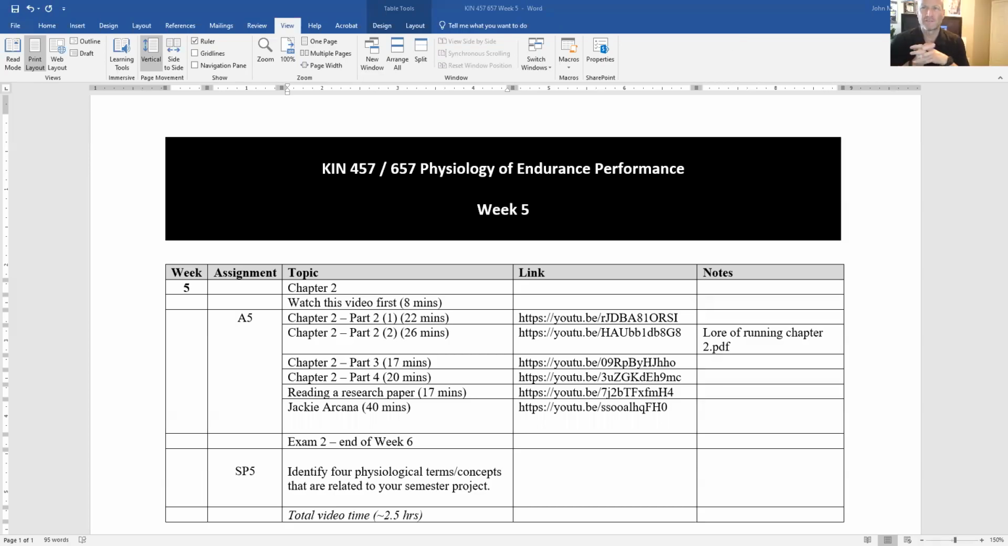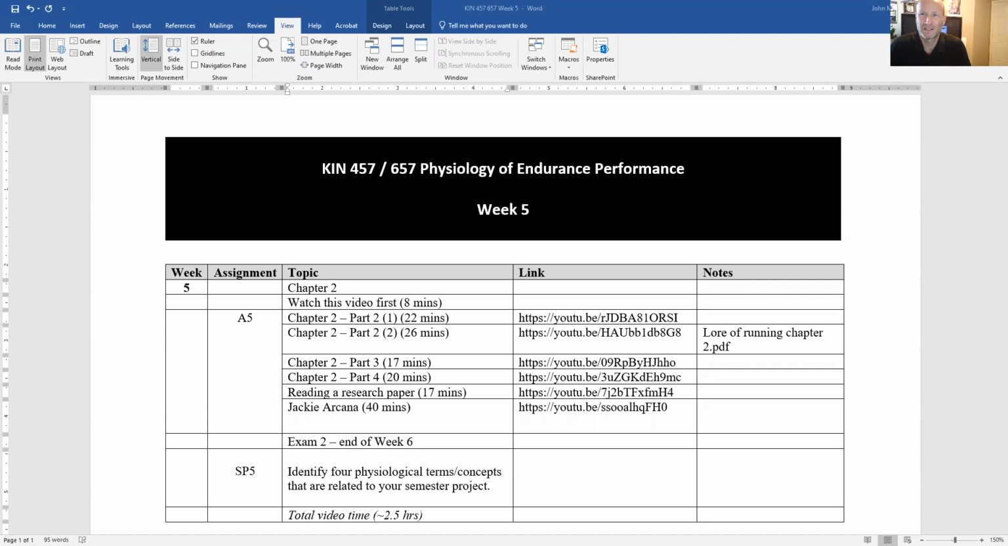Okay, week 5 of the semester. We are 1/3 of the way through. I hope you're all doing well and enjoying the content that we're going through. So we are still in chapter 2. This is the second week that we're focused on chapter 2.